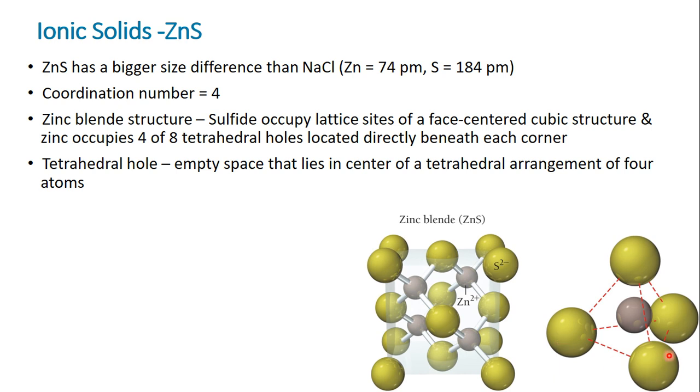So here you can see you have a tetrahedral arrangement. That is what these yellow spheres are making. That's called tetrahedral. And in the center you just have empty space. That's where our zinc goes in. Our zinc is interacting with each sulfide. And we're going to be repeating that pattern with zincs interacting with all our sulfides around this structure.